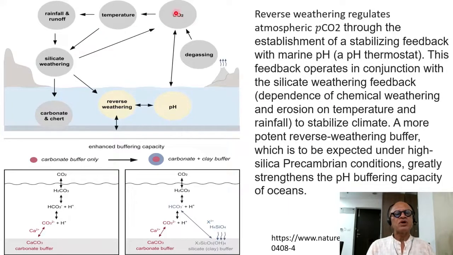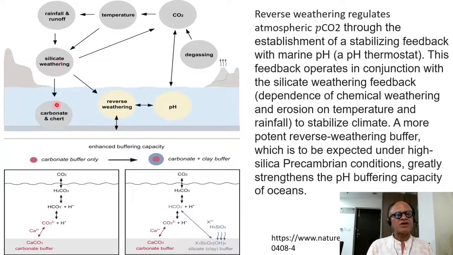So CO2 affects temperature and rainfall and runoff, which affects silicate weathering, which also is directly affected by temperature because warmer temperatures favor faster weathering rates. Silicate weathering of course affects atmospheric CO2, which affects ocean pH, and there is also volcanic degassing which affects CO2 of course. And this pH is what we are looking at here in this particular podcast with the reverse weathering and pH thermostat. And reverse weathering also affects CO2 sequestration rates.